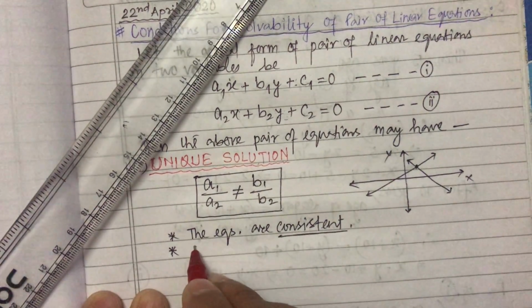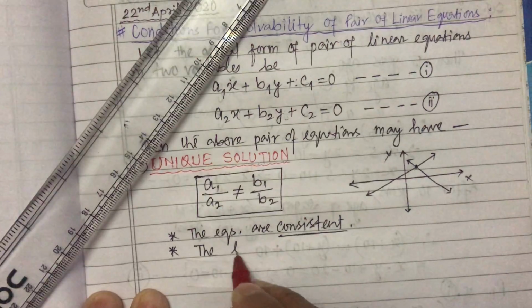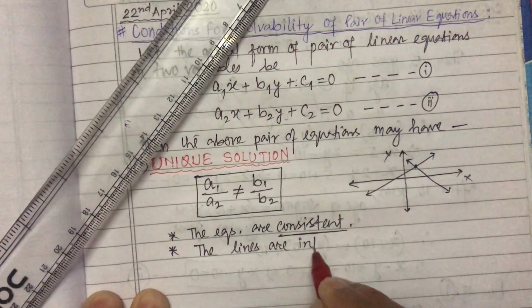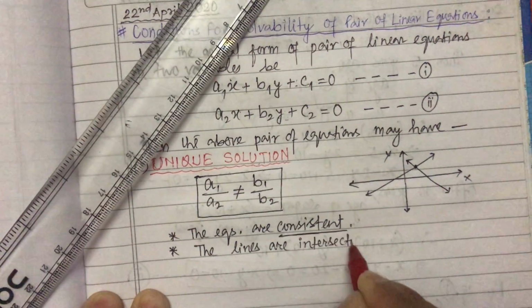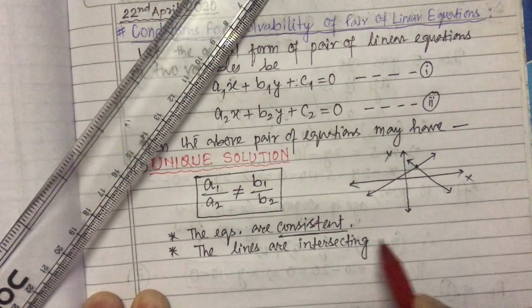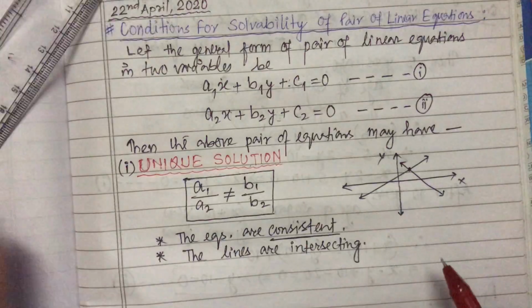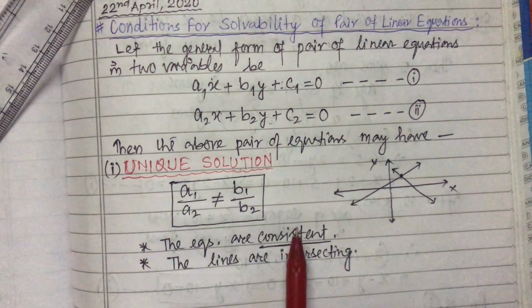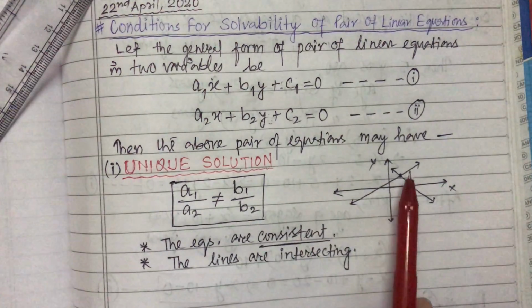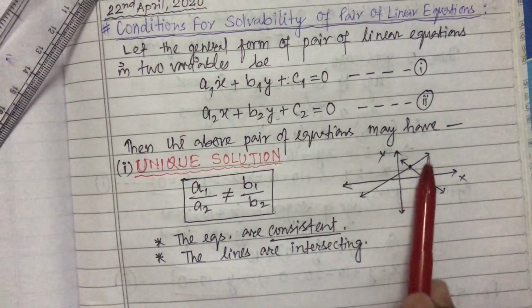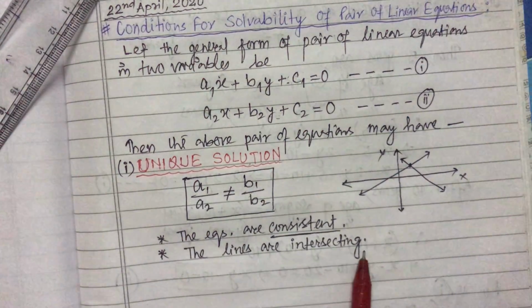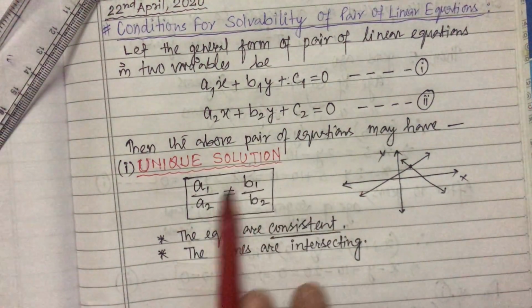Consistent. The lines are intersecting. Okay, they're intersecting at one point. So these three things we must remember: unique solution, which is also called consistent, and if we talk on the basis of graph, we call it intersecting lines, or lines are intersecting. Okay, so this is the first case.